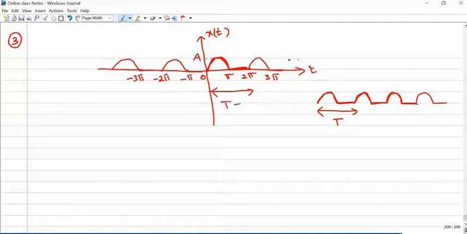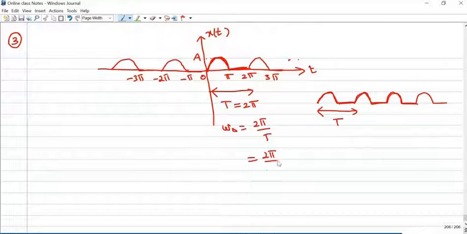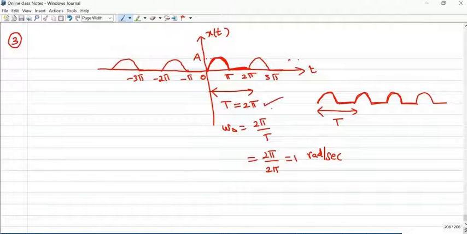T equal to 2 pi. So omega naught value equal to 2 pi by T. So 2 pi by 2 pi, 1 radian per second. Okay. So once the signal is given to you, capital T, the fundamental time period, we have calculated, and omega naught also done. So what is the next step?